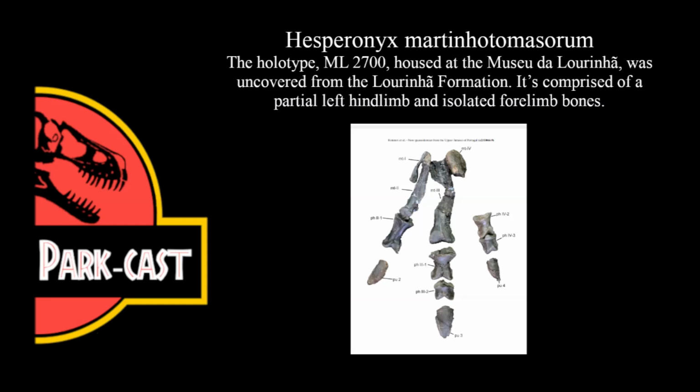So this paper believes that Hesperonyx will add some new materials to help contribute to the greater picture of late Jurassic ornithischians, especially in Europe, where the fossil record for these animals is, quote, meager compared with North America.